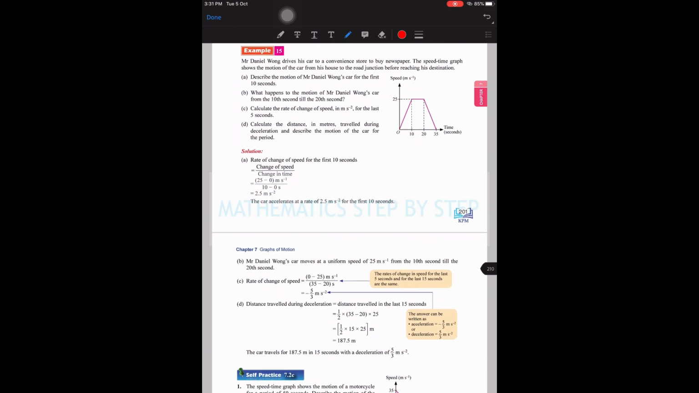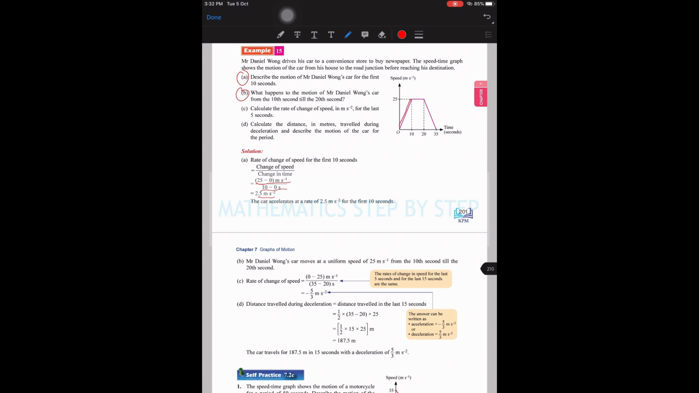Example 15. Mr. Daniel Wong drives his car to a convenience store to buy newspaper. The speed-time graph shows the motion of the car from his house to the road junction before reaching his destination. Part A, describe the motion of Mr. Daniel Wong's car for the first 10 seconds. So this part of the graph. We are going to find the gradient. So we know Mr. Daniel Wong's car is accelerating in the first 10 seconds. The acceleration is 25 minus 0 over 10 minus 0, which is 2.5 meters per second squared. So the car accelerates at a rate of 2.5 meters per second squared for the first 10 seconds.